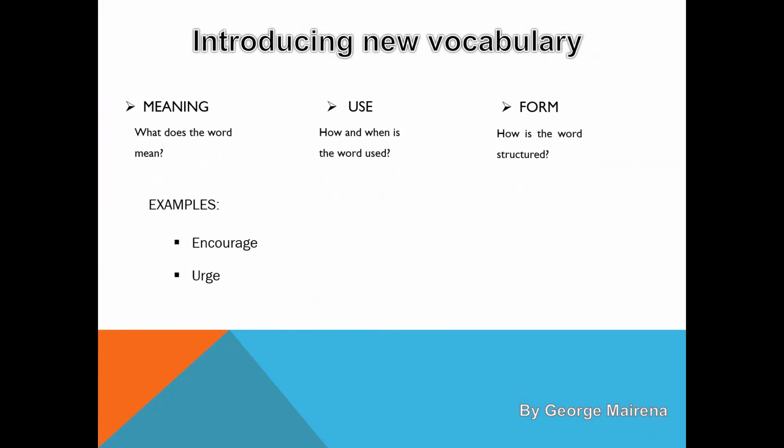Can we form an adjective? Yes, we can by adding ing, encouraging. Let's see an example. Her words were very encouraging. In that case, encouraging is working as an adjective. What about the adverb? Yeah, we have one. Encouragingly. Let's see an example. He spoke encouragingly. Okay. So as you could see there, when we talk about the form, we can analyze the word family or word formation, as you want to name it.